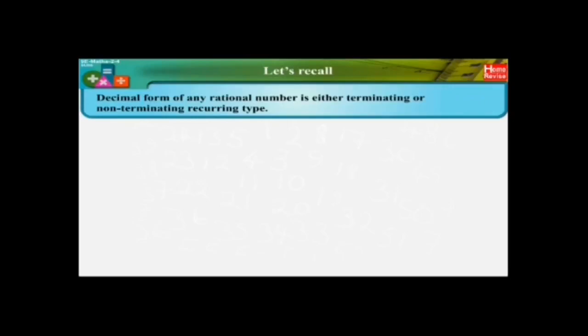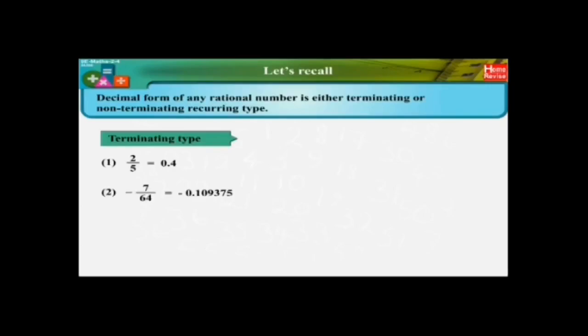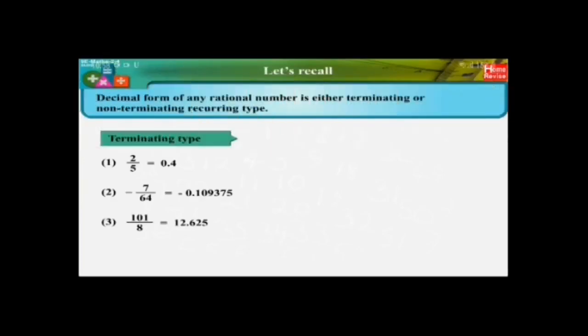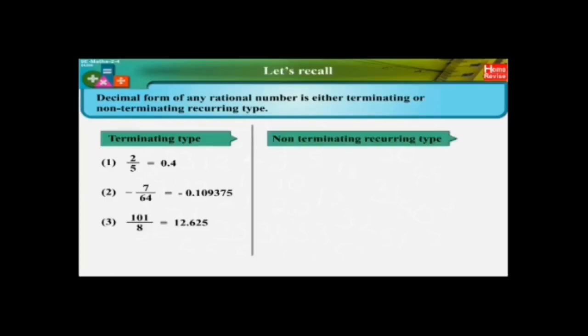Decimal form of any rational number is either terminating or non-terminating recurring type. Terminating type: 2 upon 5 is equal to 0.4. In these terminating types, you will observe that you get your perfect answer, which means you will get remainder 0 while dividing. So it terminates.